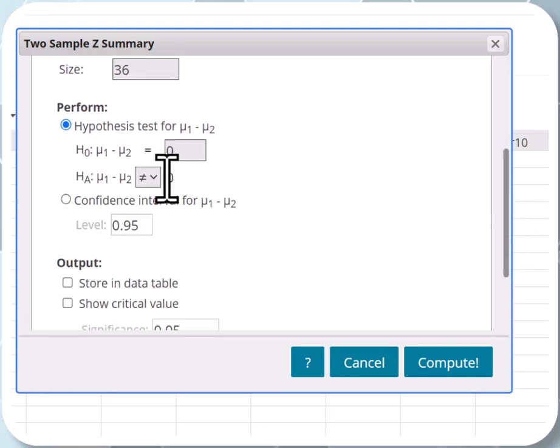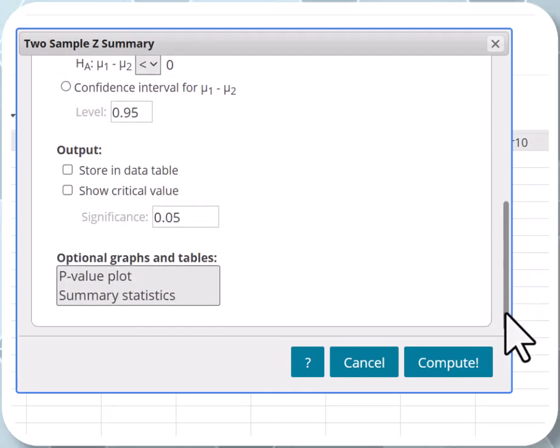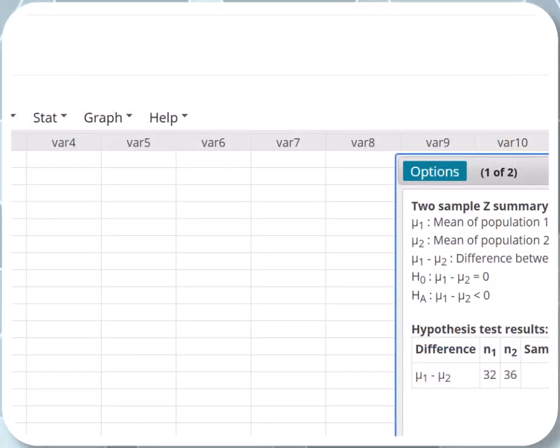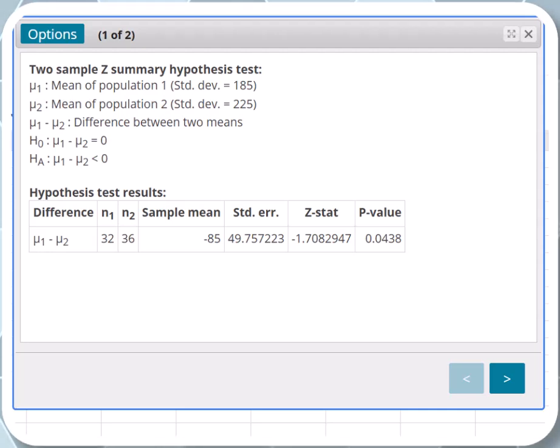Let me show you what else we need to do. You don't touch the 0. The only thing is you check the alternative sign. We need to test that mu1 is less than mu2. It's the same thing as testing mu1 minus mu2 is less than 0. If you want to show the p-value, you can do a p-value plot. Let's hit compute. The test statistic is negative 1.708, which for two decimal places will be negative 1.71. And the p-value is 0.0438.